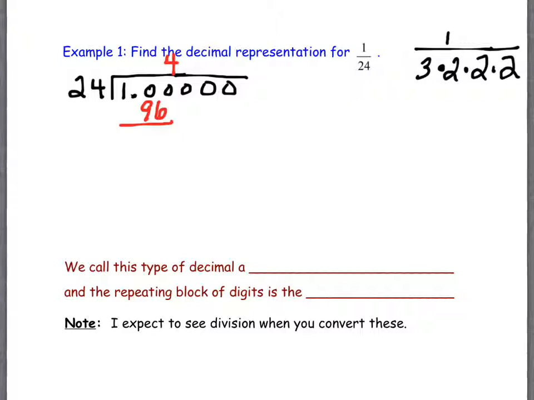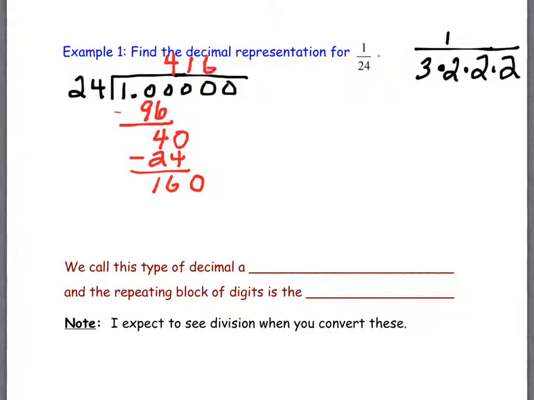What's 100 minus 96? 4. So it doesn't go into 4. And it doesn't go into 40, so I'm going to put a 0 right here. Oh, I'm sorry, 40, not 20. All right, 40. How many times does it go into 40? Once. Now 40 minus 24. 16. It doesn't go into 16, though, right? Okay, so we're going to bring a 0 down. How about 160?